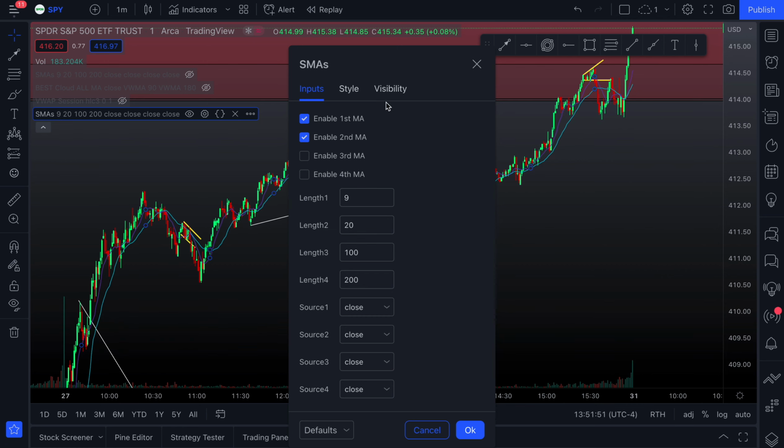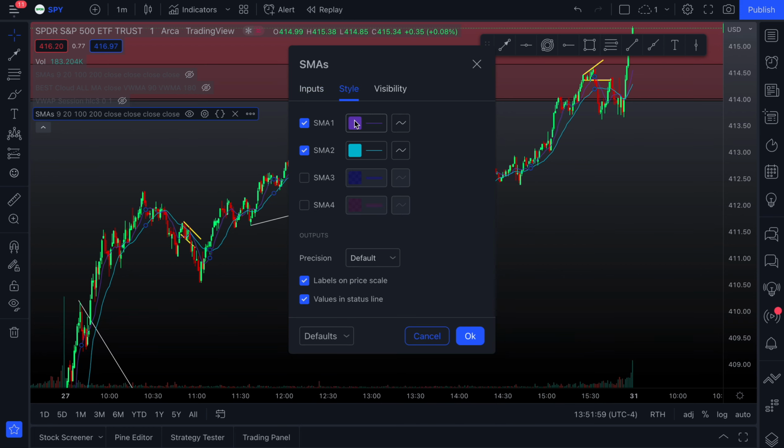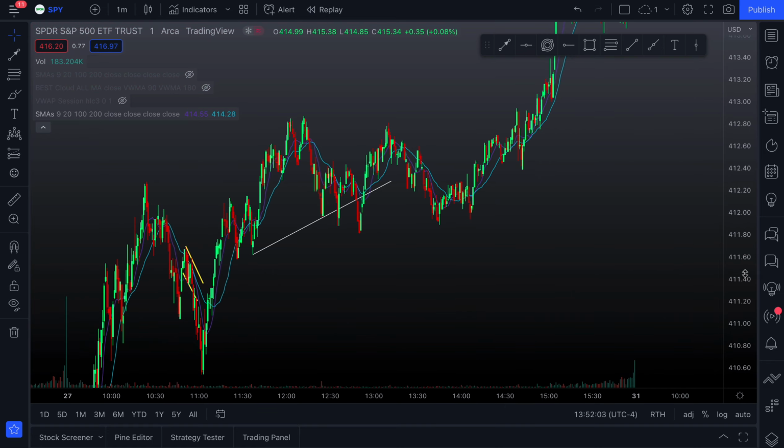And then once you have that all done, everything should look like this. It doesn't matter what these are since they're disabled. And then they're all set up. So that's the 9 and 20 SMA.